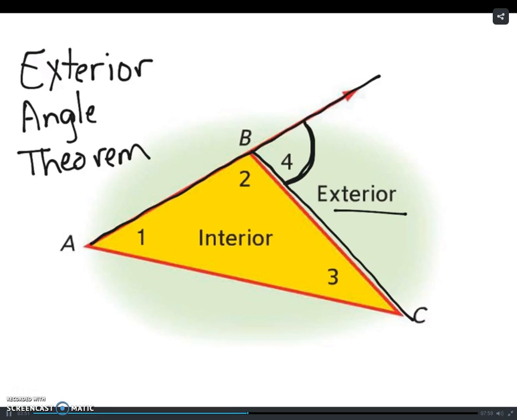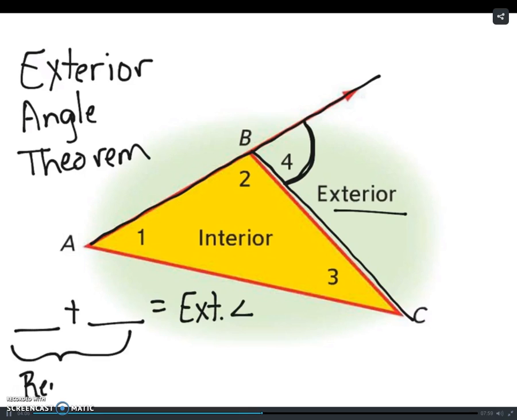Okay? And so what that theorem is going to say is that if you add up two remote interior angles, it will give you that one exterior angle's measurement. Okay? So these two have to be remote interior angles. So let's talk about what that means.